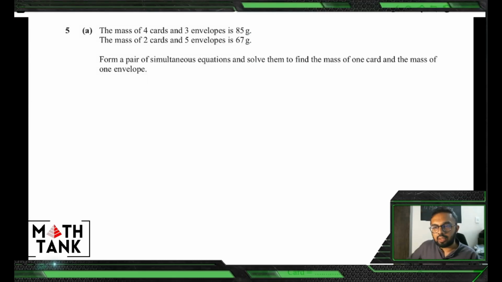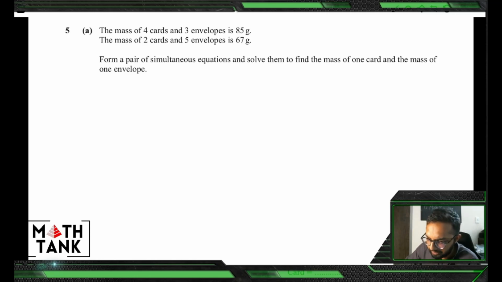Okay, welcome to the second part of algebra word problems. Let's talk about these questions. It says the mass of 4 cards in 3 envelopes is 85 grams. The mass of 2 cards in 5 envelopes is 67 grams. Form a pair of simultaneous equations to find the mass of 1 card and the mass of 1 envelope.